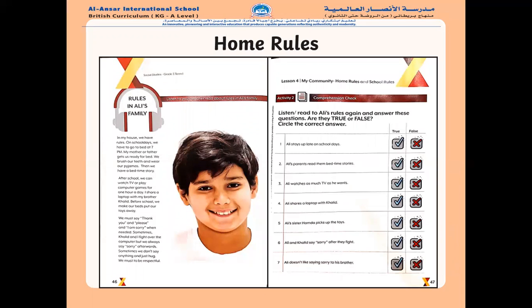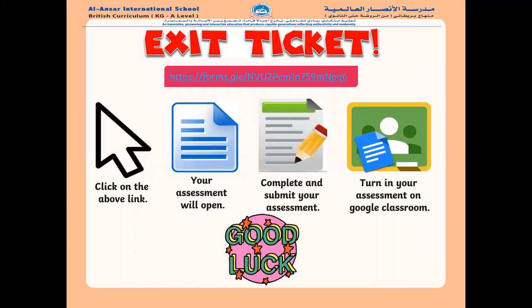Now we will open page 46, read the story with your teacher, and answer the questions related to the story on page 47 in your social studies book. And here comes our first social studies assignment. You're going to click on the link. Your assessment will open. You will complete and submit it and turn it in on Google Classroom.